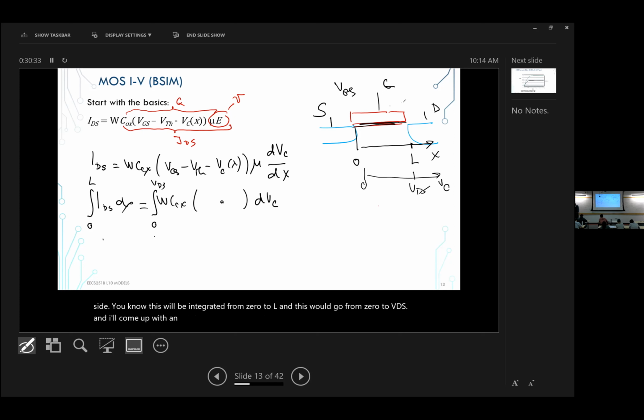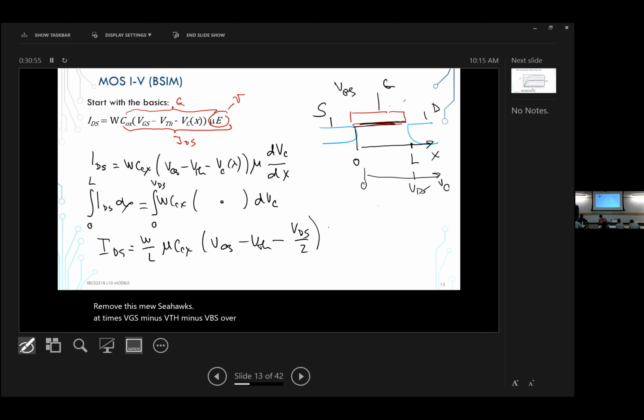IDS is equal to W over L times mu Cox times (VGS minus VTH minus VDS over 2) times VDS. Okay, everybody has seen this equation. This is the equation that governs the operation of a MOS transistor in a linear region before it pinches off.